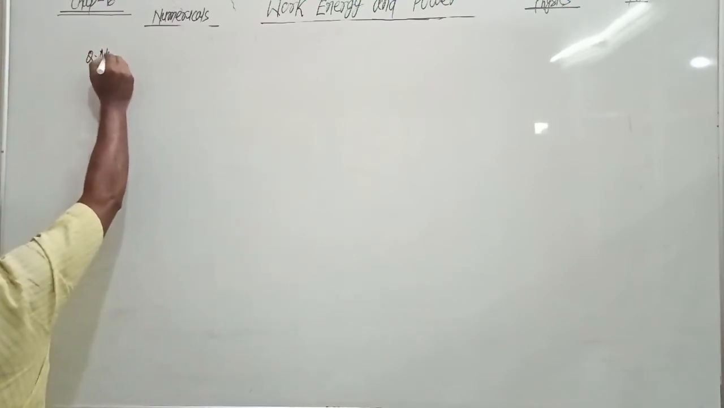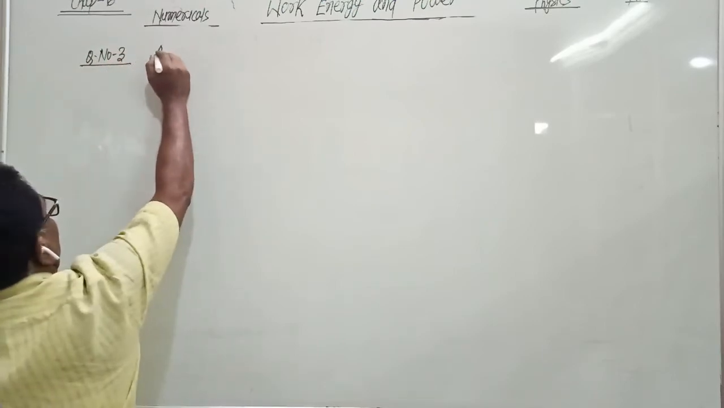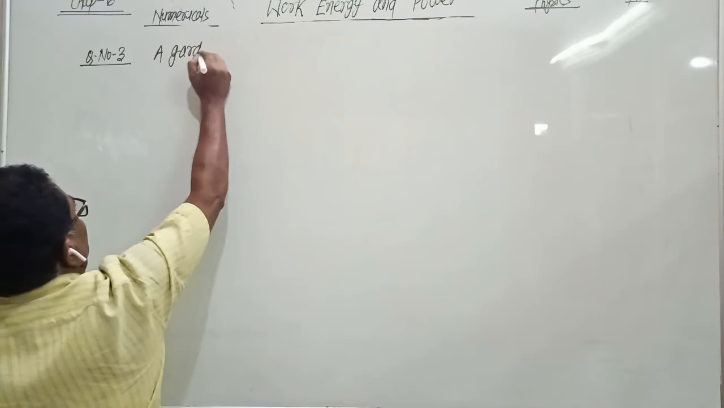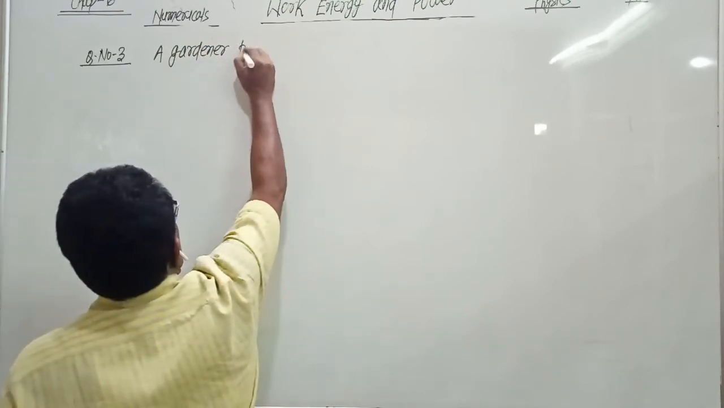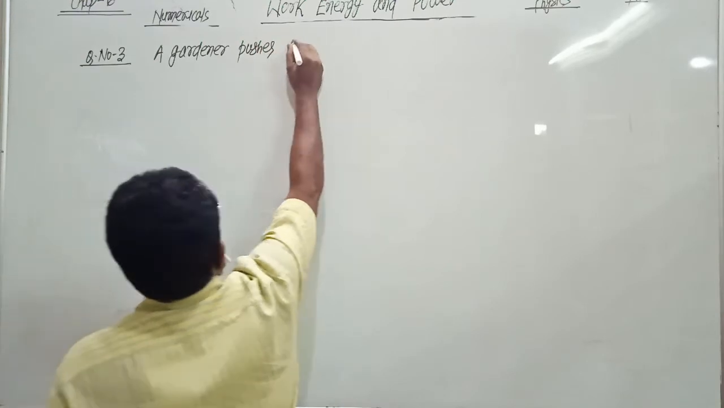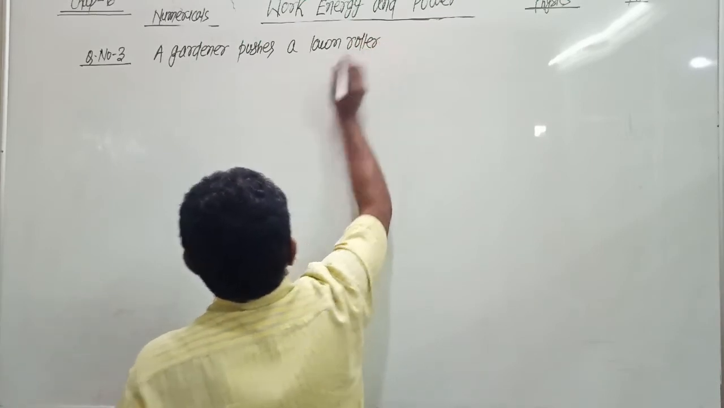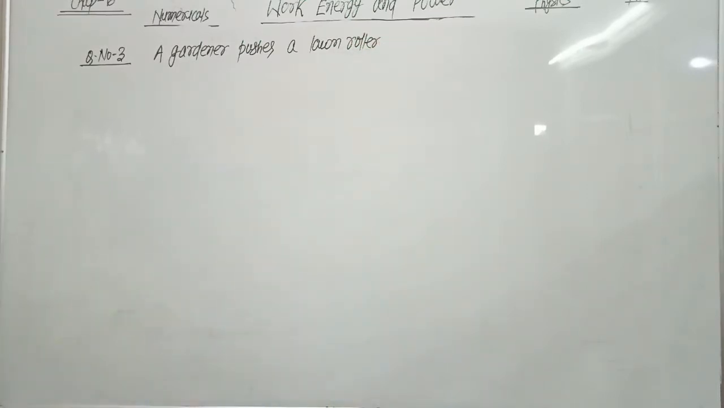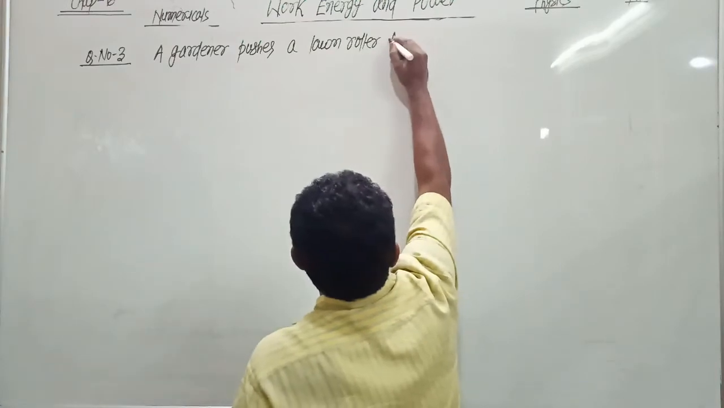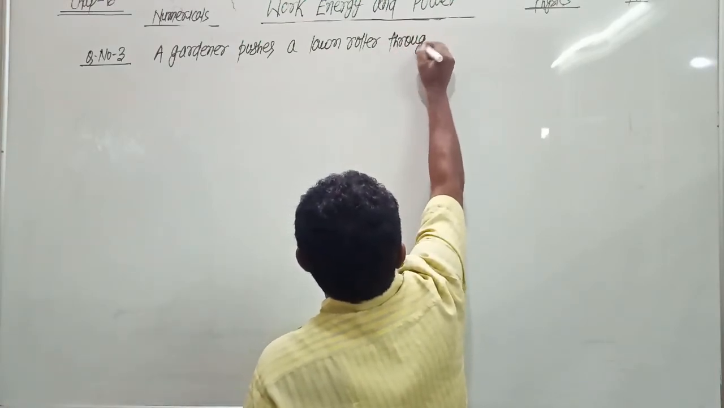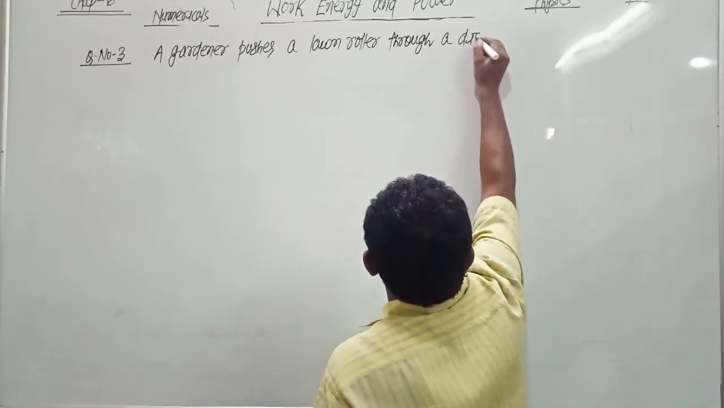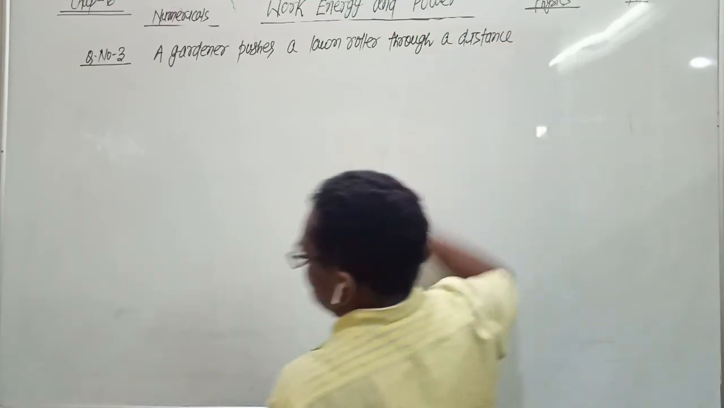Question number 3. A gardener pushes a lawn roller through a distance of 20 meters.